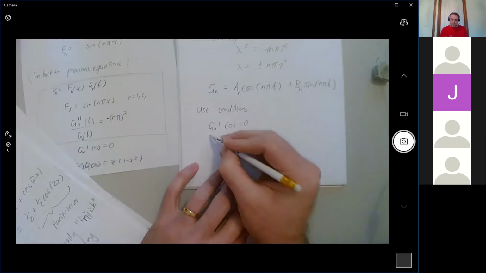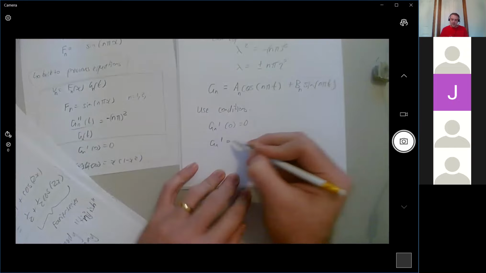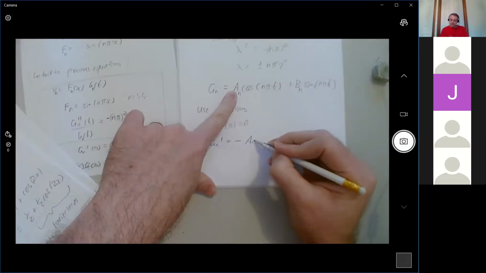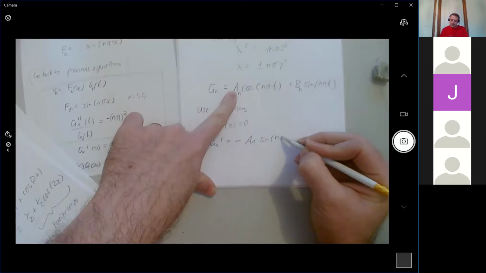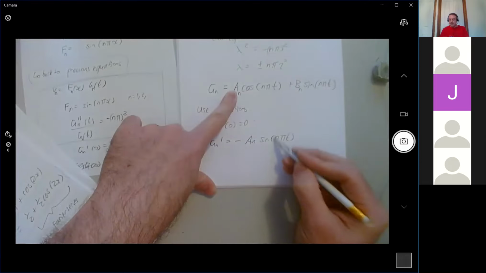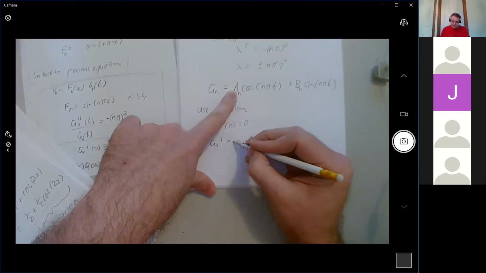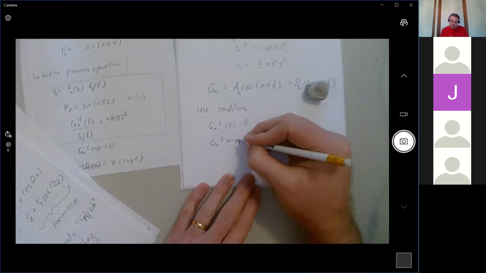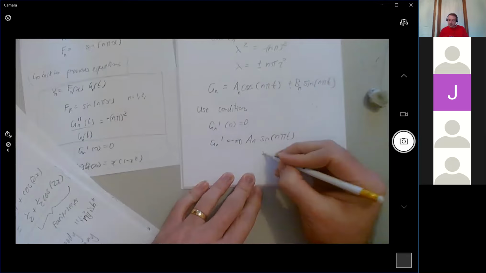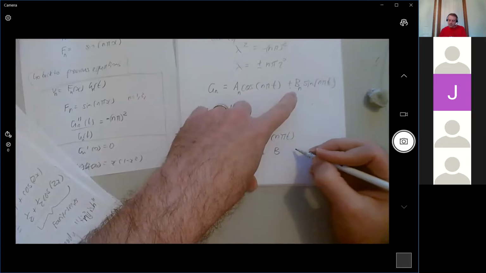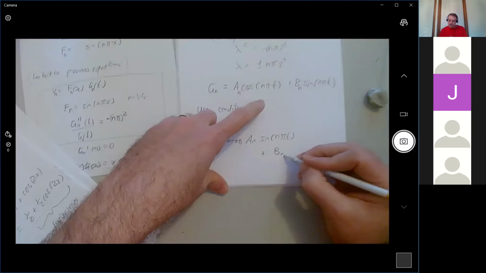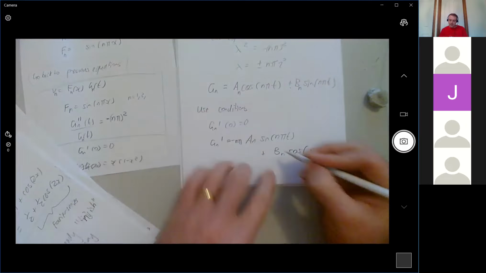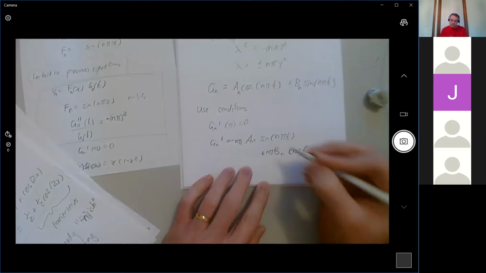Okay, so what are we going to do with this? Gn dashed is, the derivative of cos is minus sine. And then the n pi is going to come out when I do that because of the chain rule. And then the bn's a constant will still be there. The derivative of sine is cos. And then the n pi will come out of that as well.